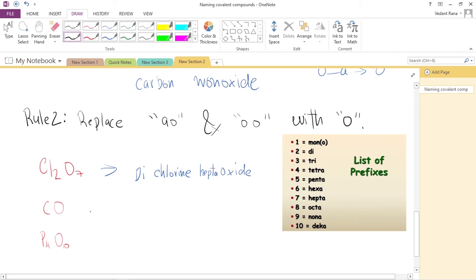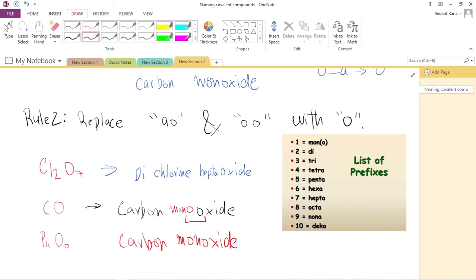Next is carbon monoxide. This is a covalent compound. We write the first element's name, then we write the second element's name with IDE. Only one atom of carbon, but we don't use mono. One oxygen atom, so we use mono here for oxygen. But we get two O's, so we replace this by a single O, and we write carbon monoxide. We replace the double O with a single O.